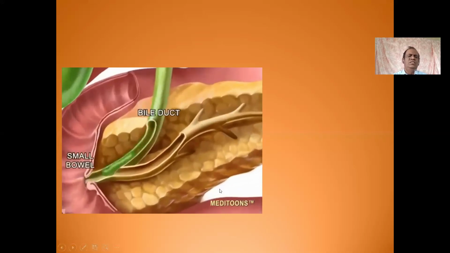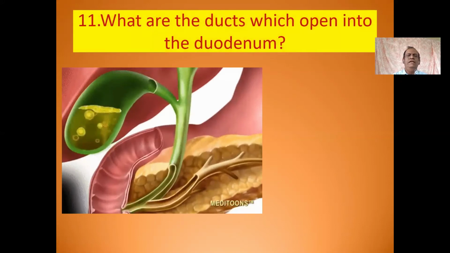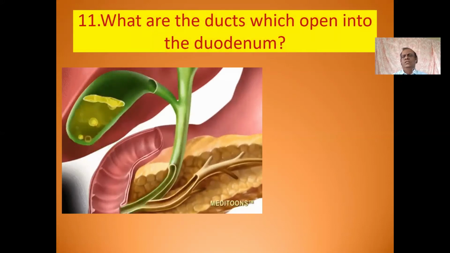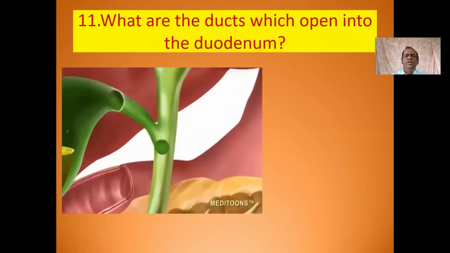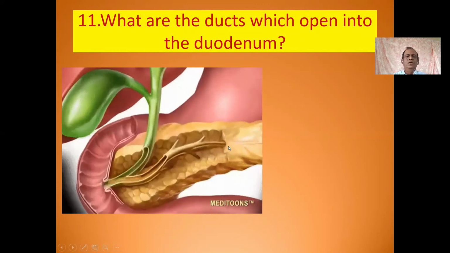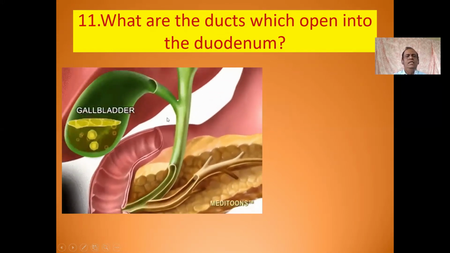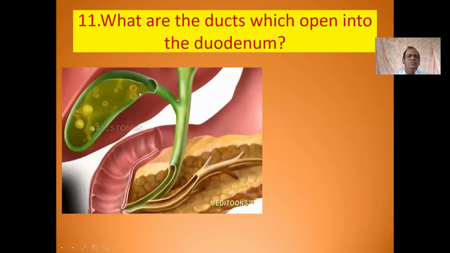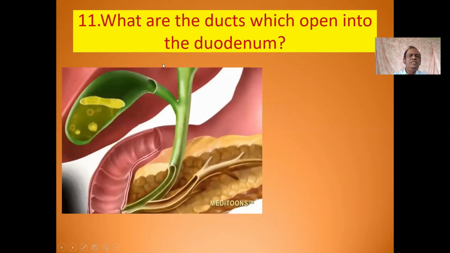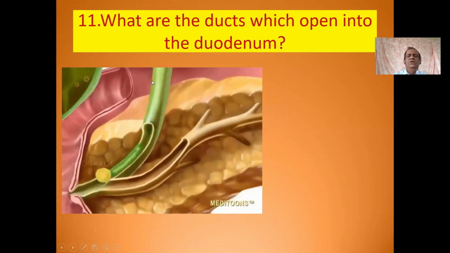So here some secretions are released in the duodenum. The duodenum is a very important part found in the digestive system. What are the secretions which open into the duodenum? You see some accessory glands found in the digestive system. The yellow colored gland is known as the pancreas, and that is the pancreatic duct. The green colored part is the gallbladder. The gallbladder has bile, which is secreted by the liver.